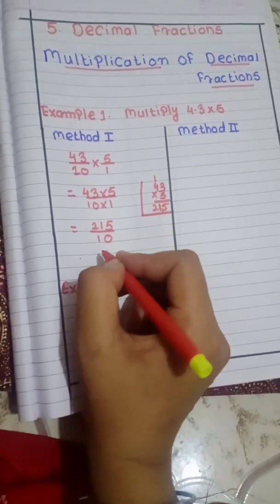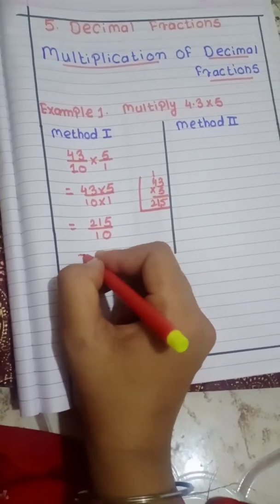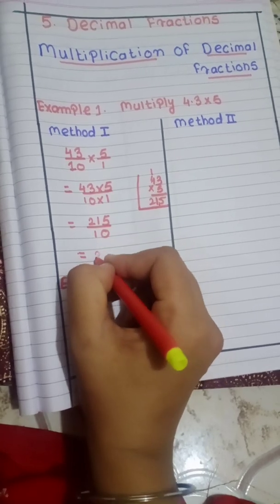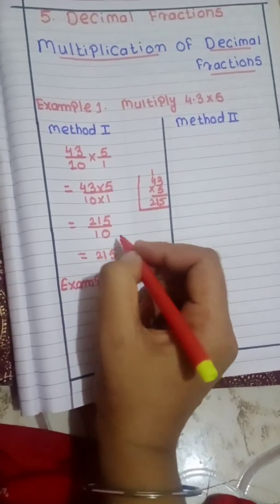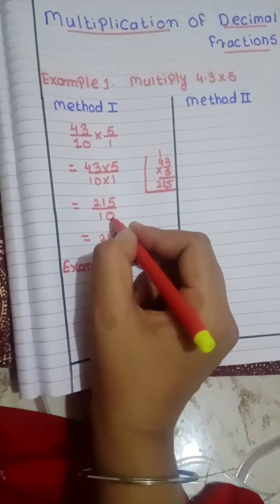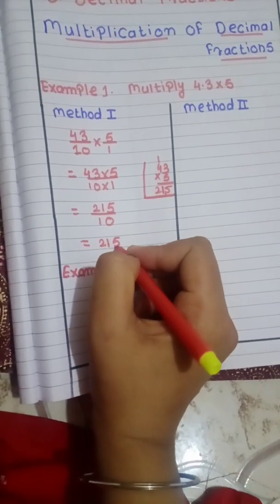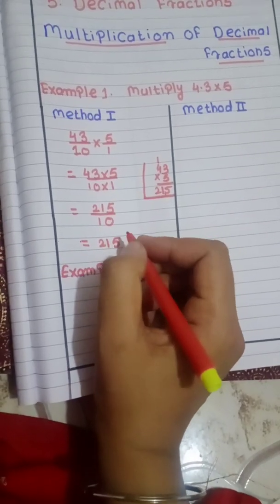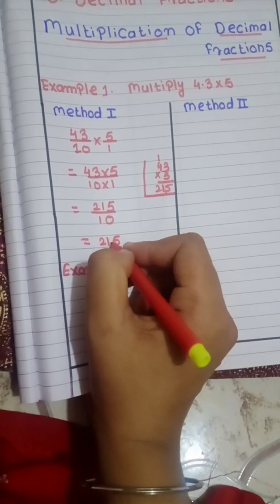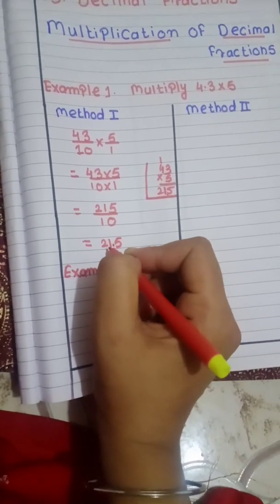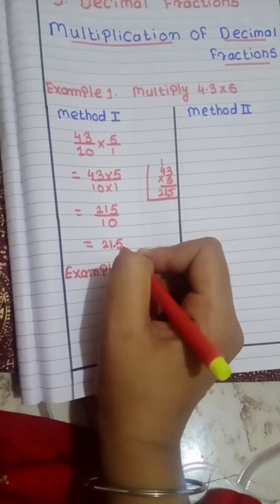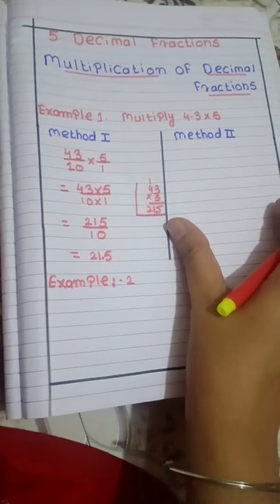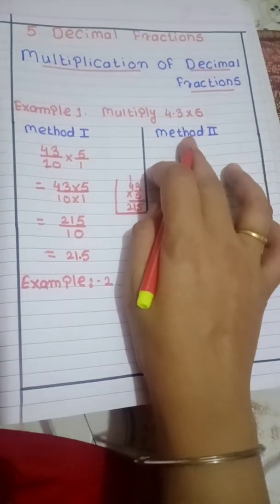Here I have to convert it into the decimal fraction. So I'll write 215 as it is and there is a 10. From the right side I'll count one number and I'll give the decimal point. So the answer is 21.5. Okay students, now we'll see the other method, method 2.